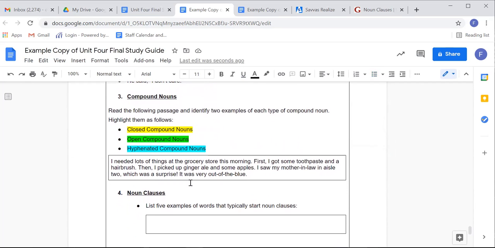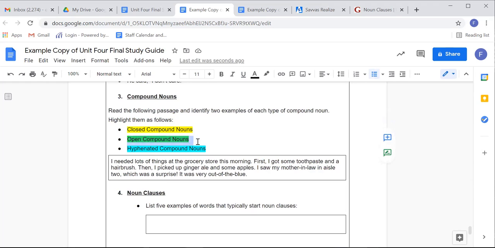Section 3, you are looking at compound nouns. And if you forgot what these are, this is when you have 2 distinct separate nouns and then you put them together into one compound noun that represents one thing or one idea. And you can do this in several ways. You can have closed compound nouns, which just means that there is no space at all between the 2 nouns that you put together. They become one word with nothing in between.